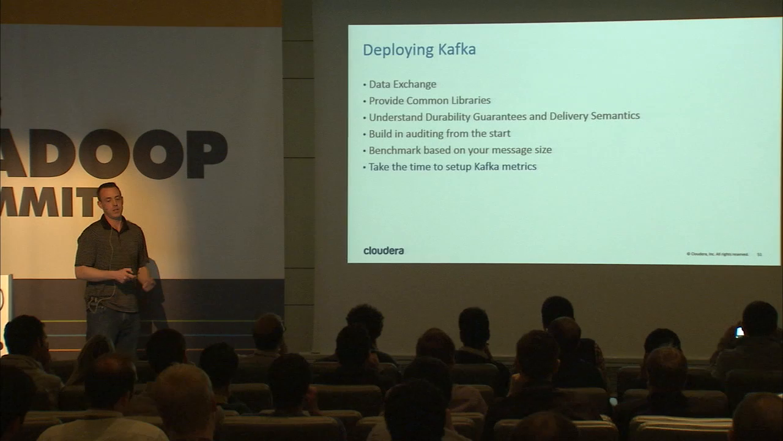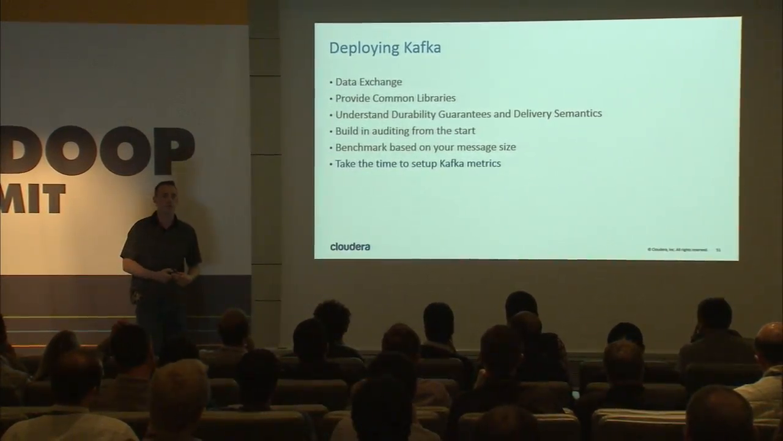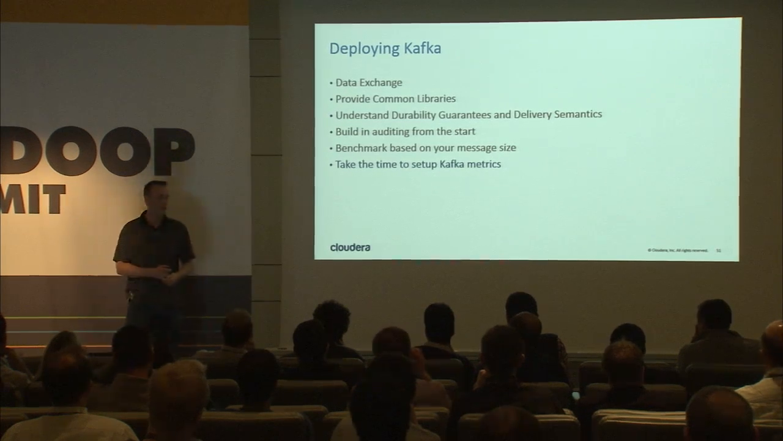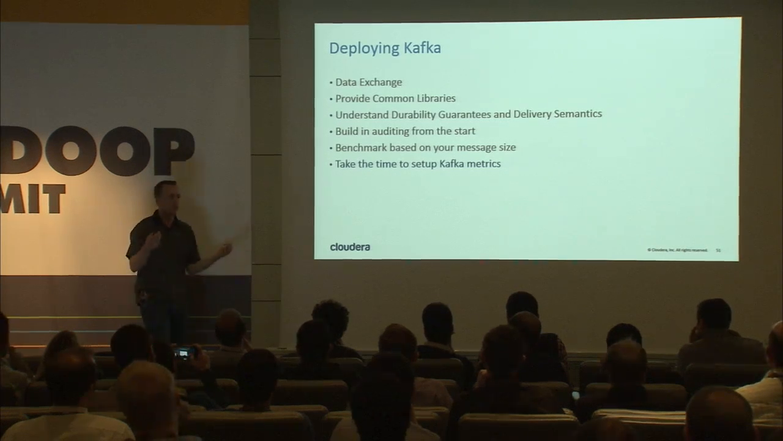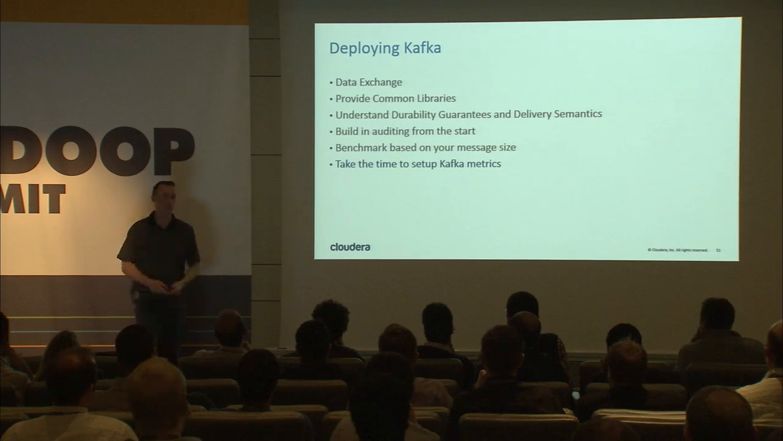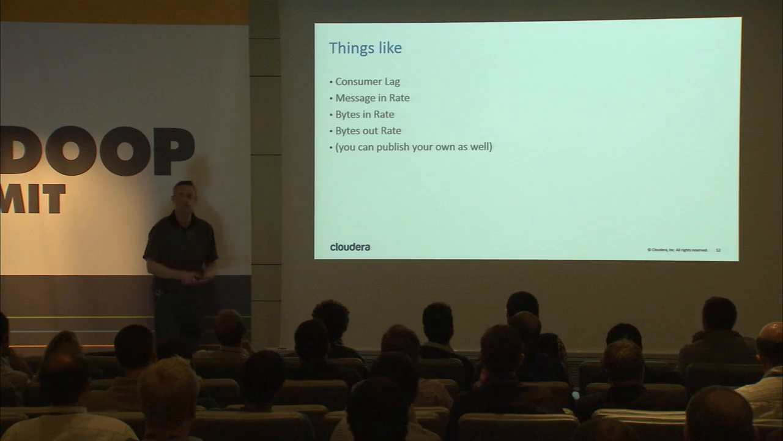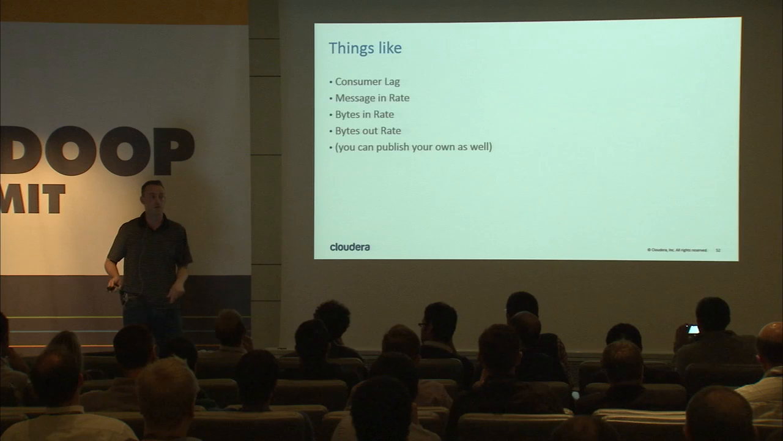The next to last one is take the time to set up Kafka metrics. Kafka internally uses Yammer metrics, although there might be some things that change about that coming up pretty soon. But it emits a ton of metrics, so use something like Graphite or whatever your favorite JMX metrics tool is. You can measure things like the consumer lag, message in rate, bytes in rate, bytes out rate, that sort of stuff. You can publish your own as well.